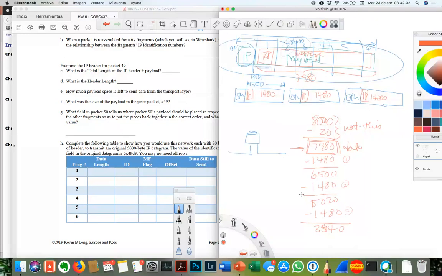So what are the labels? What's the data that you see in the table on the left? What are those fragments going to look like?